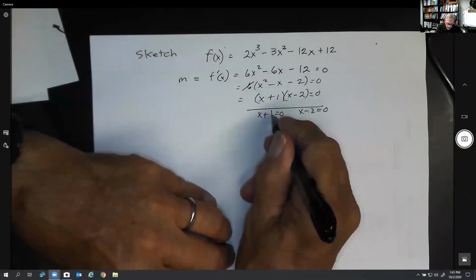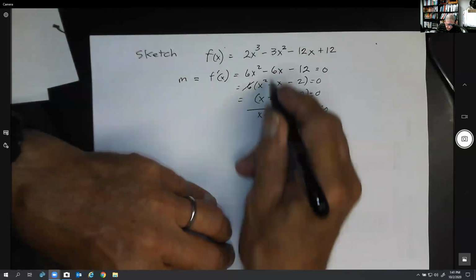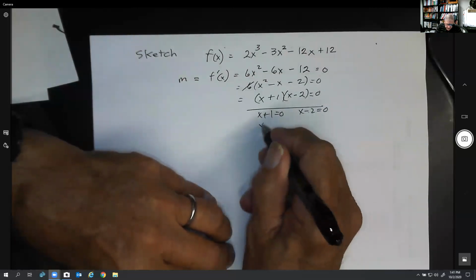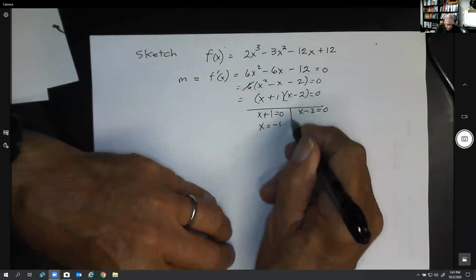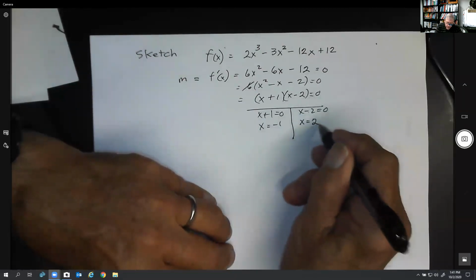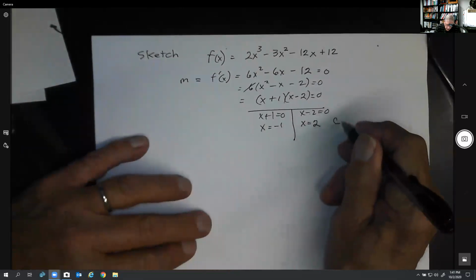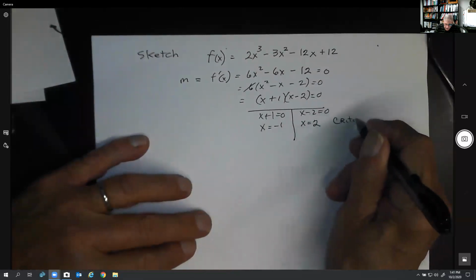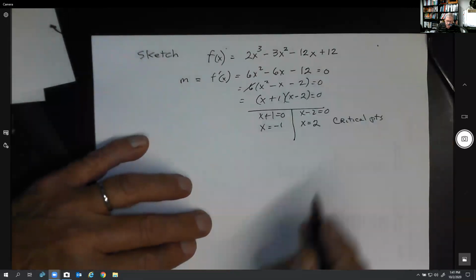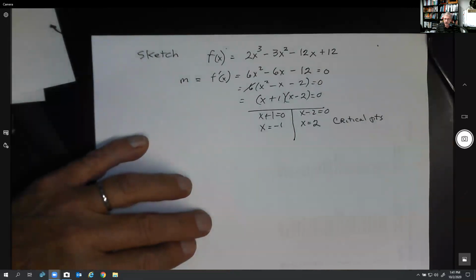So we'll put a 1 in here, and bring the 1 to the other side. X is negative 1. And bring the 2 over. X is 2. So these are what we call our critical points. These are the points at which the slope is equal to 0. Those become our critical points.